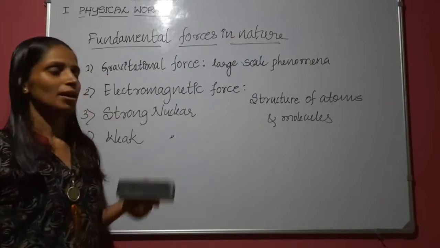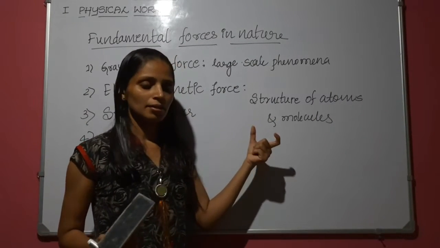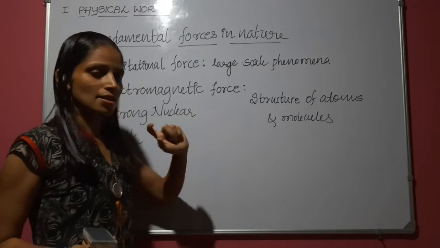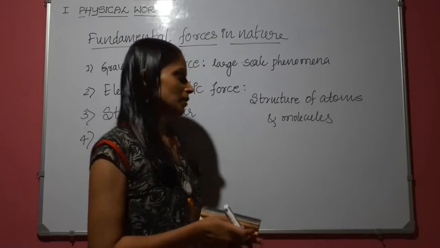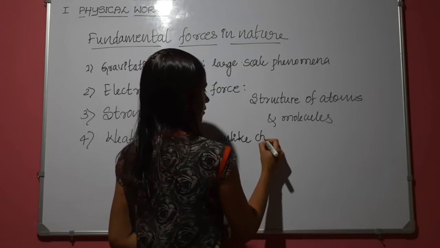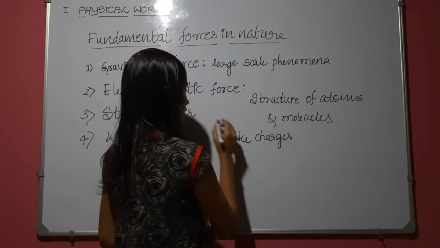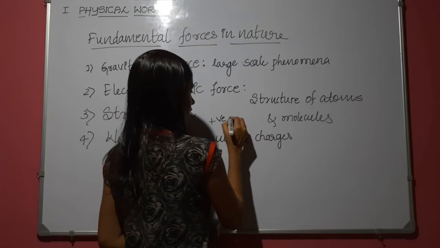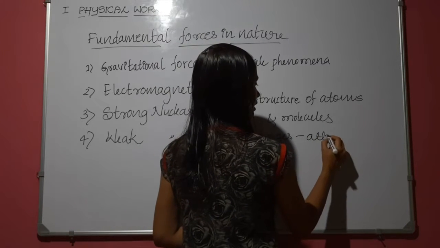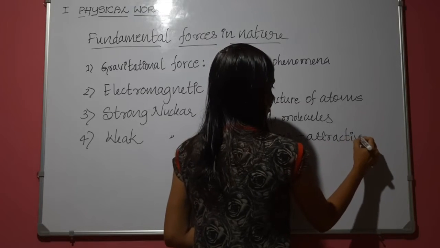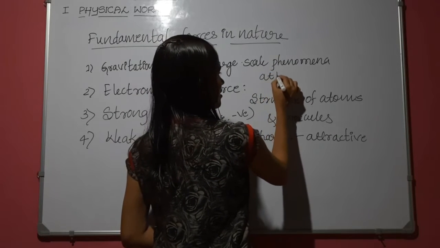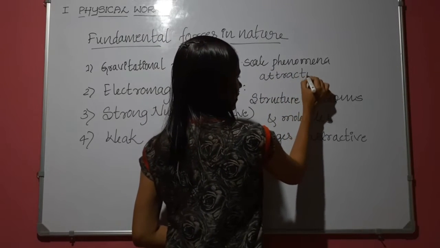Here in electromagnetic force, the force is attractive if the charges are unlike charges. If the charges are like charges, then it is repulsive. Unlike charges, that means positive and negative charges, it is attractive force. But here in the gravitational force, it is only attractive. Okay, there is no negative mass or positive mass, it is attractive only.